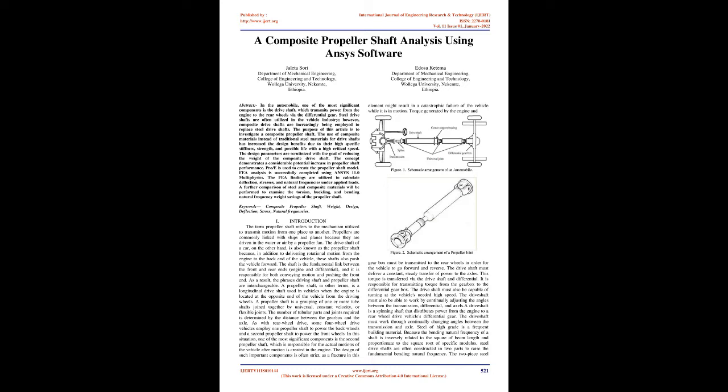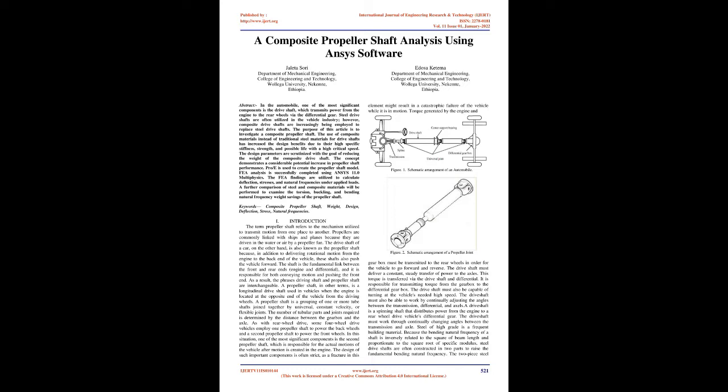However, composite drive shafts are increasingly being employed to replace steel drive shafts. The purpose of this article is to investigate a composite propeller shaft. The use of composite materials instead of traditional steel materials for drive shafts has increased the design benefits due to their high specific stiffness, strength, and possible life with a high critical speed. The design parameters are scrutinized with the goal of reducing the weight of the composite drive shaft.